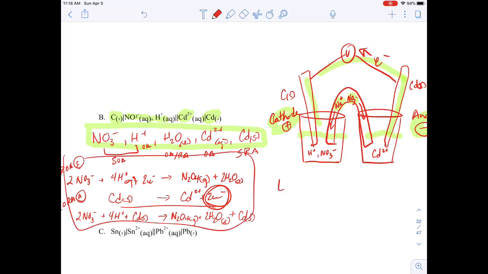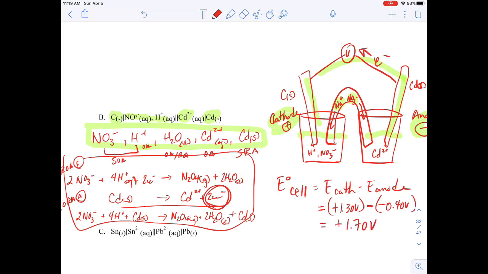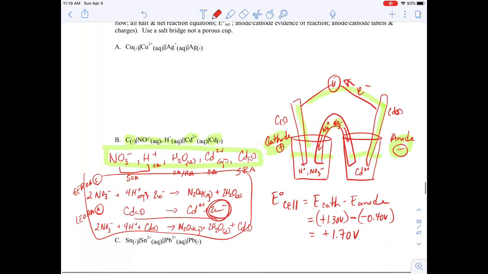But what I do need to still calculate is the E cell, and that's the cathode minus the anode. So the overall cell is going to be positive 1.30, that's the cathode's half reaction, minus the anode, and my anode in this case is cadmium, so it's going to be minus negative 0.40 volts. And so this is going to be positive 1.70 volts to calculate the voltage of this reaction. I think that's everything it asks for here.